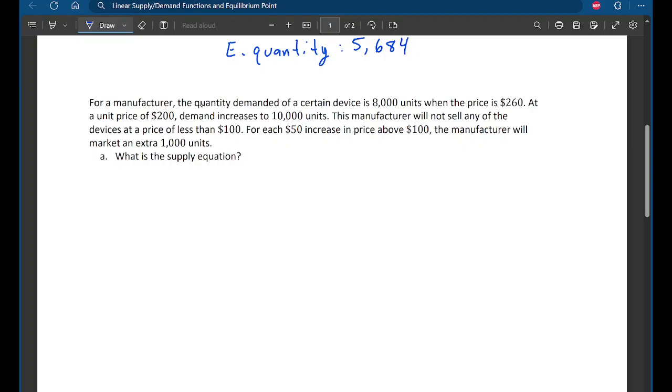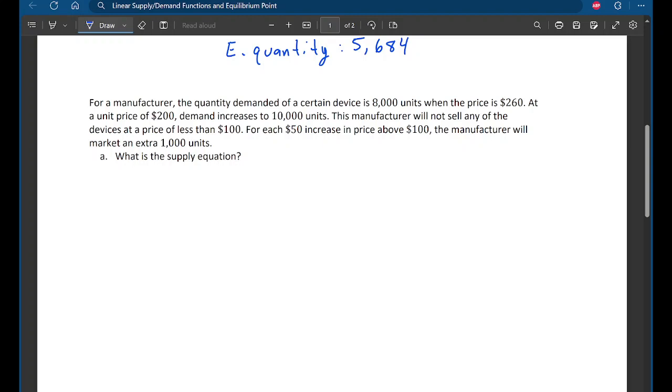Well, we know the first part is the quantity demanded. So the first part here is talking about the demand equation. We're not interested in that, not yet. The manufacturer is what supplies. So this is where we're going to get our information here. This manufacturer will not sell any of the devices at a price less than $100.